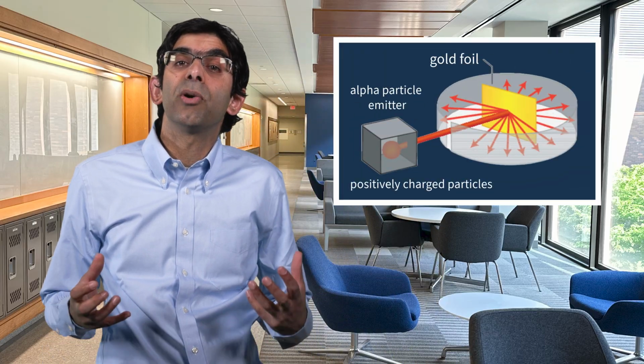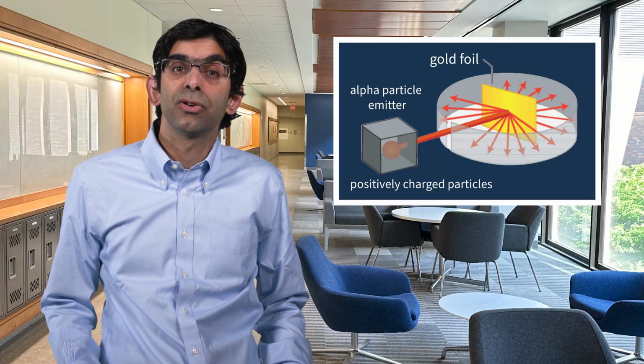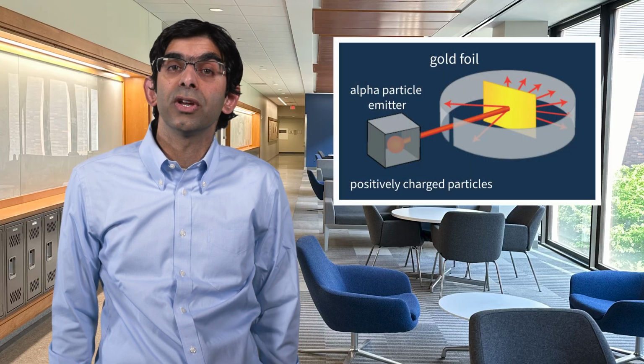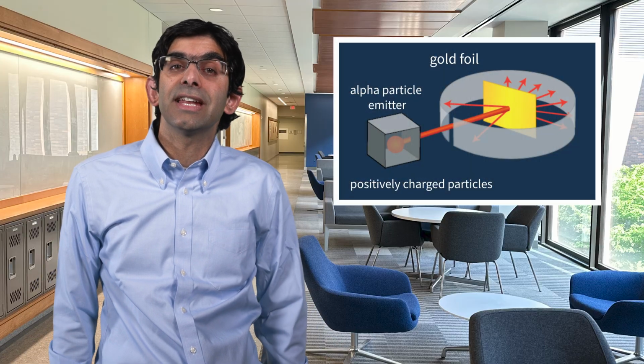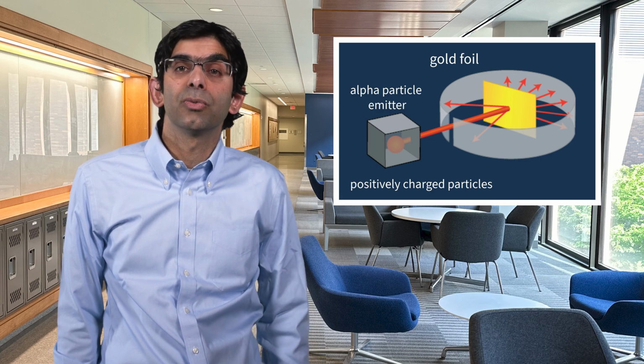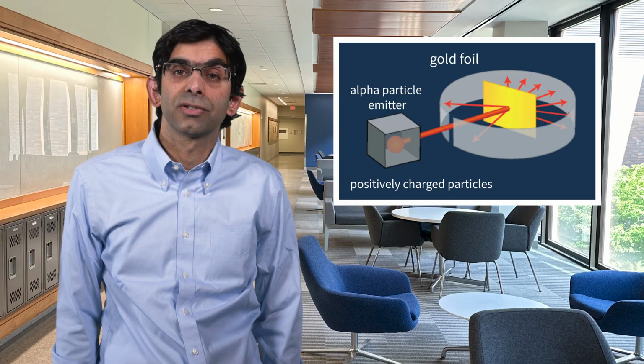If atoms contained a cloud of positive charge, as postulated by Thomson, it would be expected that most of the alpha particles would be deflected, since the positive charge of the atom cloud would repel their positive charge. Instead, most of the alpha particles went straight through the gold foil. A few were deflected at angles, and some rebounded directly back towards the alpha particle source.